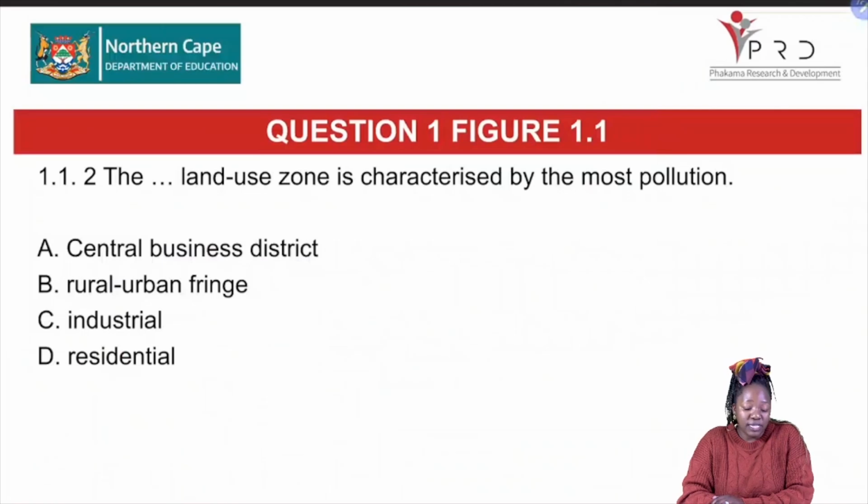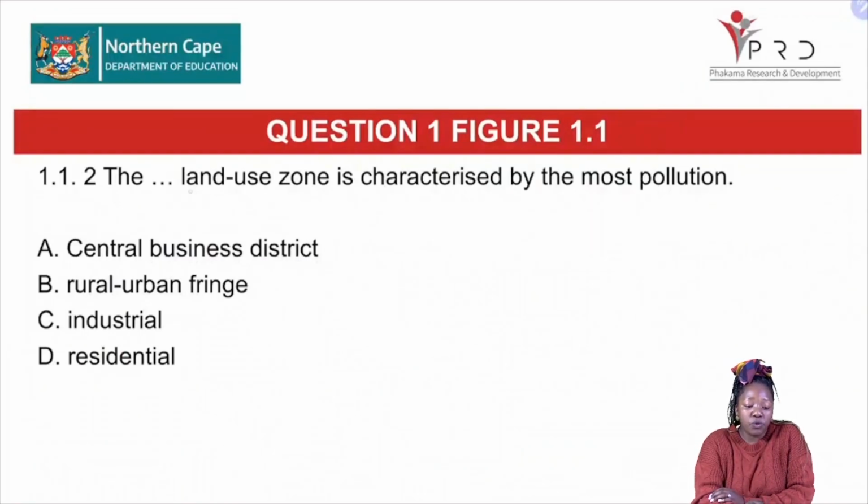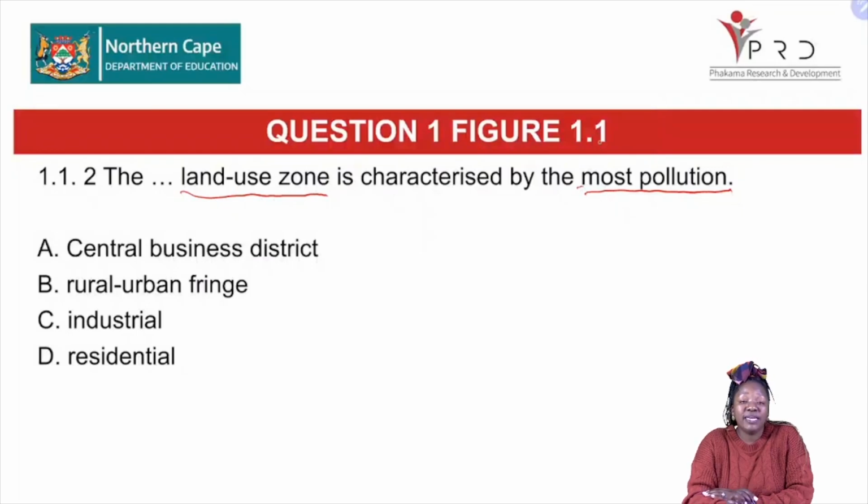You're going to do the same. You are asked about the land use zone. So you need to identify the name of the land use zone that is characterized by most pollution. So this is your keyword as well as what the question is asking for. That land use zone that is known by the most pollution. So you have your option A again up until option D. So I'm going to give you that 1 minute so that we move to the correction.